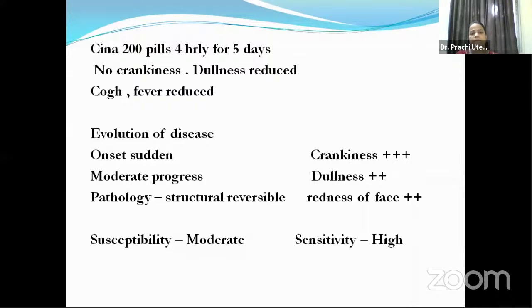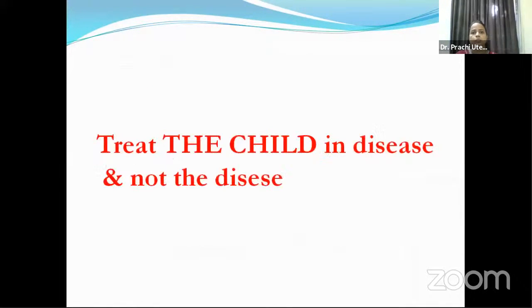But definitely we need to select the dose and the potency according to the susceptibility of the child. We need to see the different presentations at the mental level, and definitely we also need to correlate clinically, and then we can finalize the remedy and manage the case. So ultimately we need to treat the child in the disease and not the disease. So this is the overall management aspect of pneumonia in children.